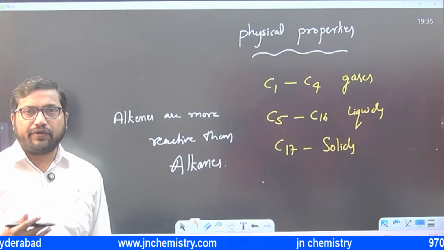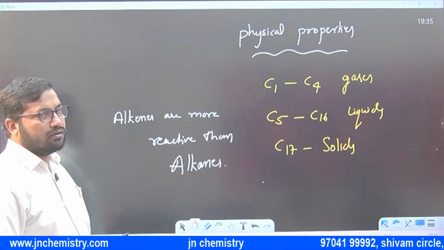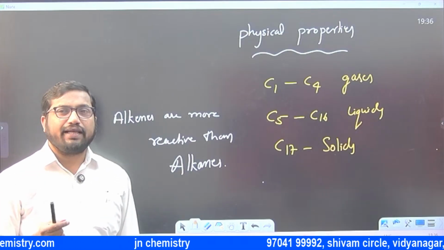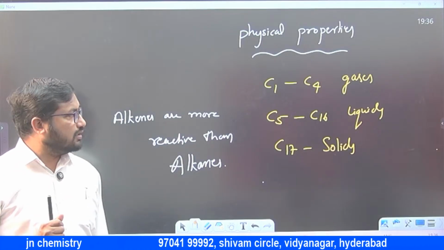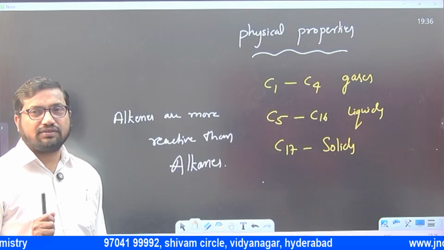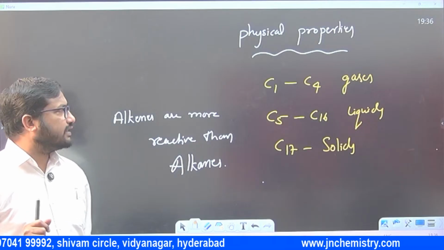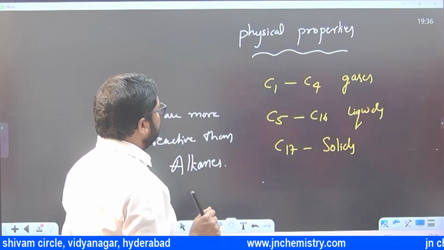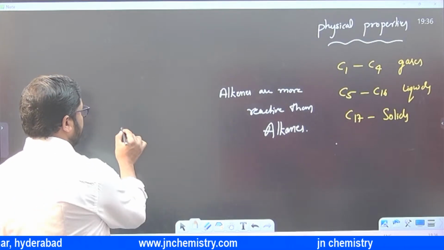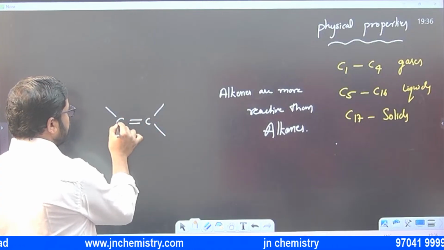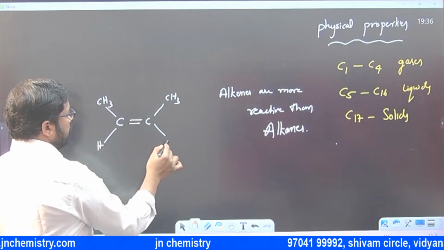Generally, melting and boiling points increase with increasing molecular weight. Next, I told you about alkenes' boiling points and melting points. In isomerism also I explained cis and trans cases. Which one has the higher boiling point, cis or trans, if they have the same molecular weight? Recently explained, right? C double bond C, for example, CH3, CH3, H, H.